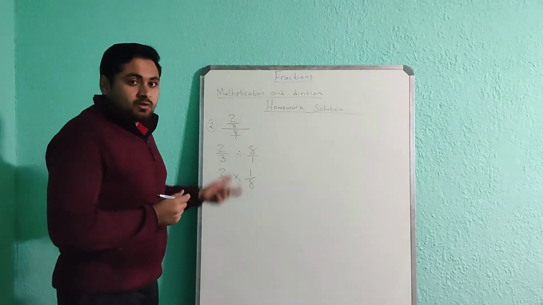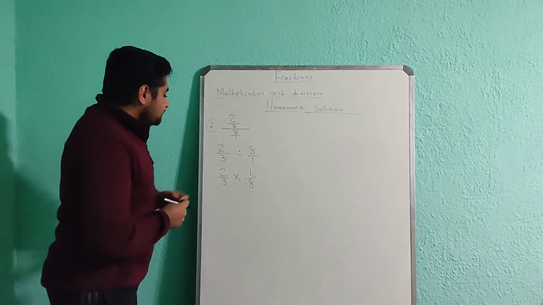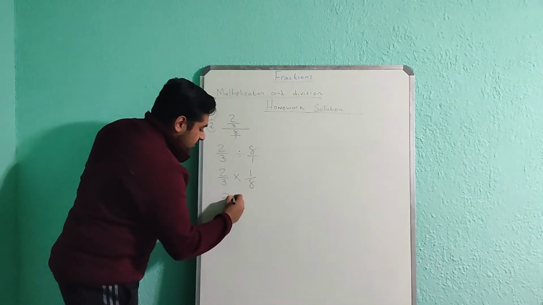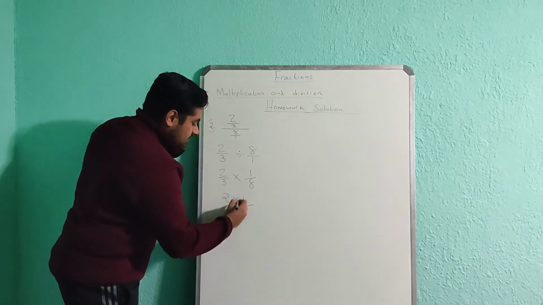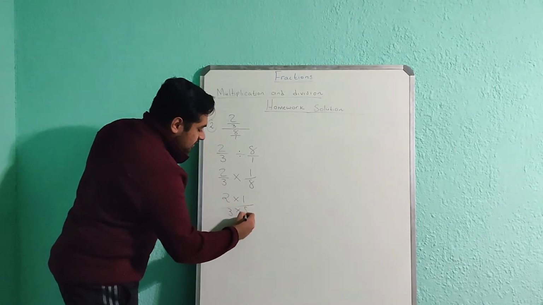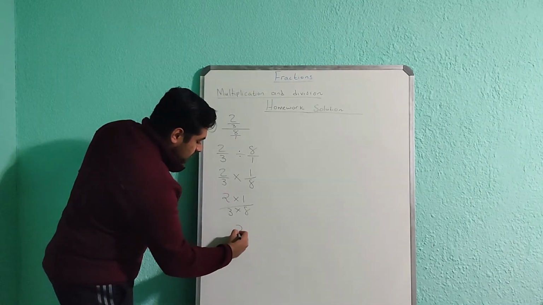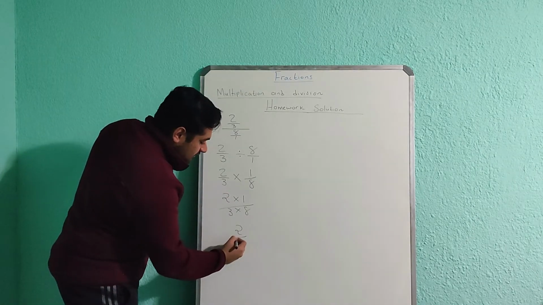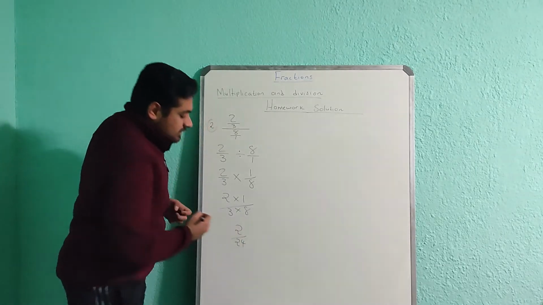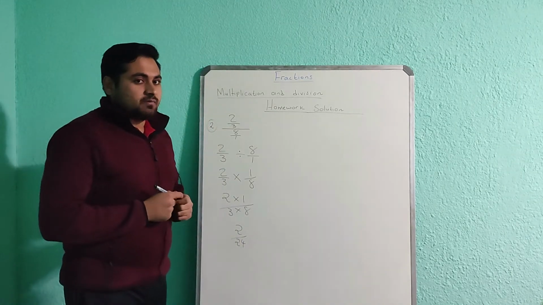And from now on, we have the multiplication steps. So let's go and multiply. Numerator times the numerator and denominator times the denominator. What is 2 times 1? That's 2. And what is 3 times 8? That's 24. Again, do we need to perform step 4?